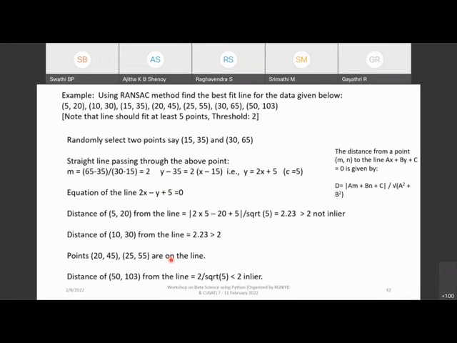So they are inliers. Now the distance from (5, 10), if I calculate this using this particular formula, I can see this is equal to 2 by square root of 5. Square root of 5 is 2.23. 2 divided by 2.23 is less than 2. So therefore, this particular point is an inlier.